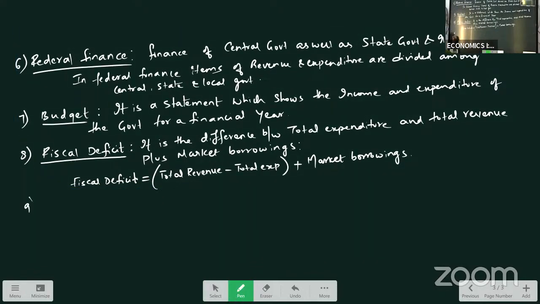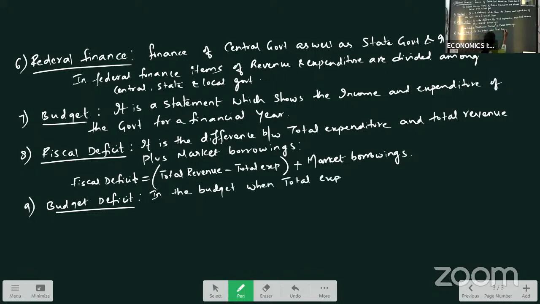Next question is budget deficit. Budget deficit is what? In the budget, when expenditure is more than revenue. So, budget deficit means in the budget, when total expenditure exceeds total revenue, we call it as budget deficit. That means total expenditure is greater than total revenue. Revenue is less, but the expenditure is more in the budget. We call it as budget deficit.